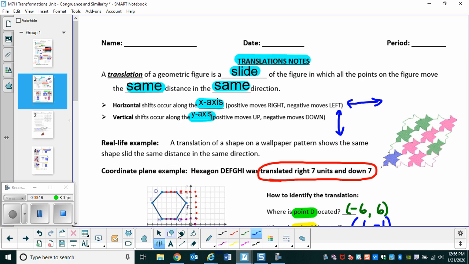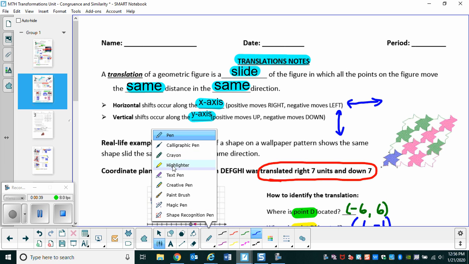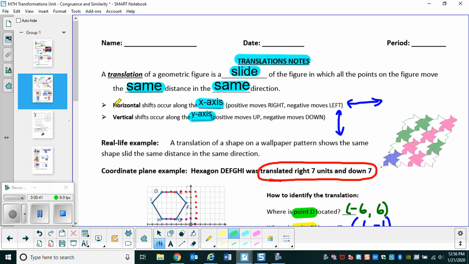So for example, I'm just going to take a right triangle up here, and I could slide this to the right, I could slide it back to the left, I could move it up, or I could move it down. So with a translation, we're literally just going to be sliding these figures on the coordinate plane, okay? Left, right, up, down. So a horizontal shift, you guys probably remember this from our previous unit, but the horizontal is the left or right. So that's going to occur along the x-axis, and a vertical shift is going to occur along the y-axis.